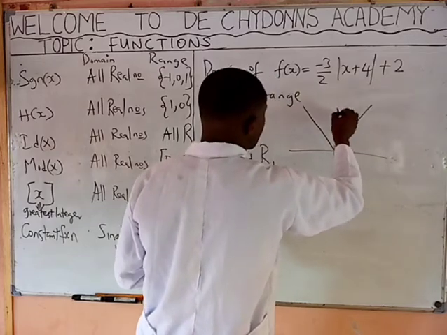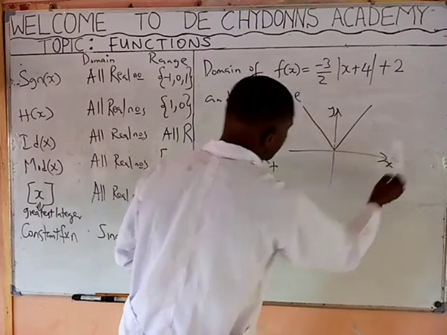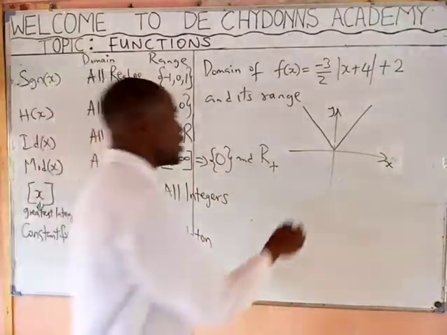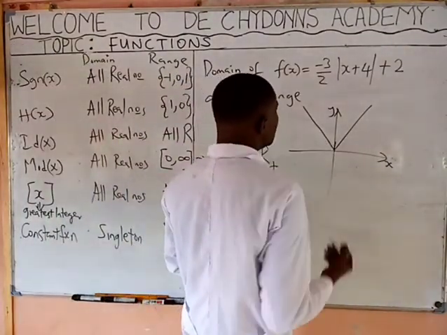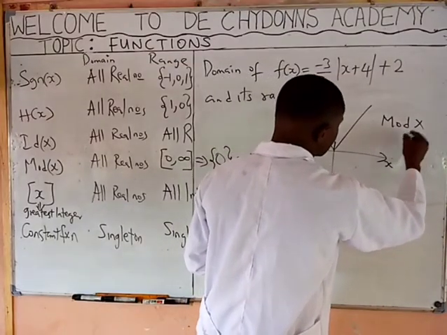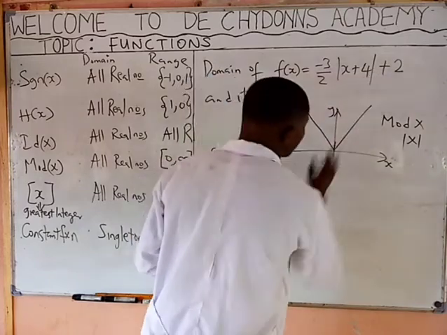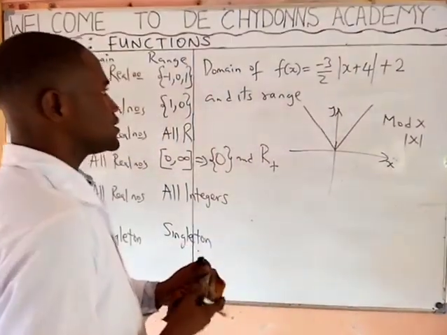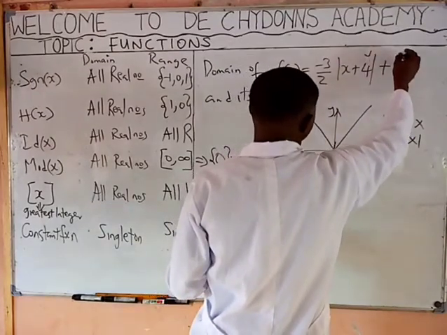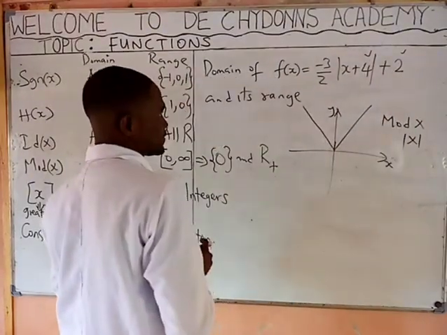So it's a V shape. That is the shape of the modulus of a function. But in this one, they do not say mod x like this. They put other parameters there, and this will help us to know the vectors.